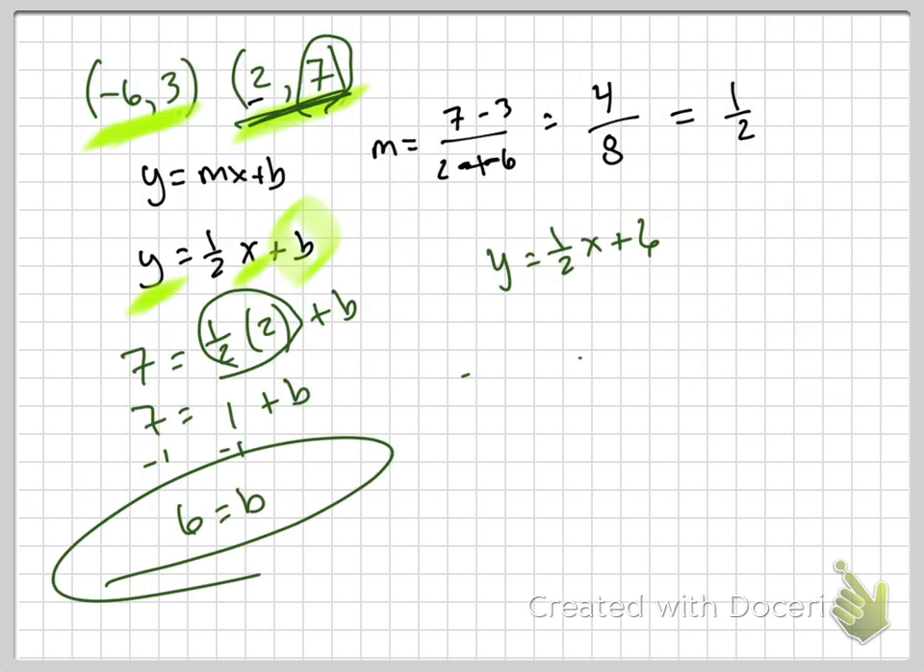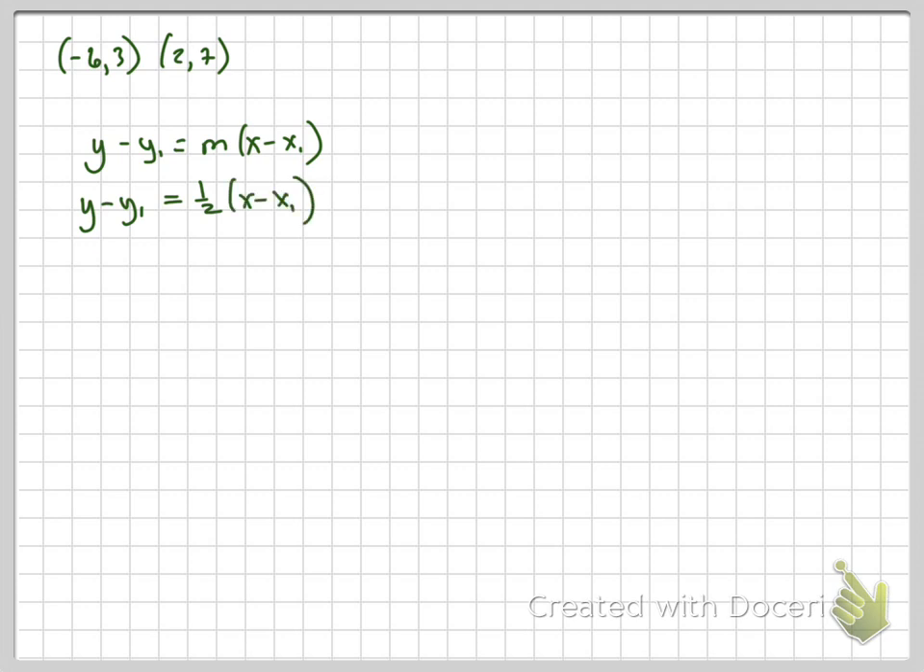Okay, so negative 6, 3, 2, 7. And I'm going to use y minus y1 equals m times x minus x1. And for the sake of time, we've already found the slope, right? What's the slope? Was 1 half, right? So now I have y minus y1 equals 1 half times x minus x1. And again, does it matter which one of these I call x1 and y1? No, doesn't matter which point you use.